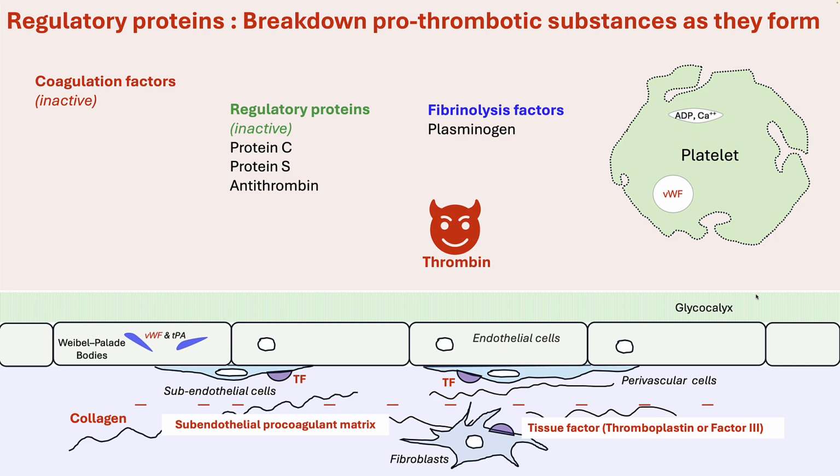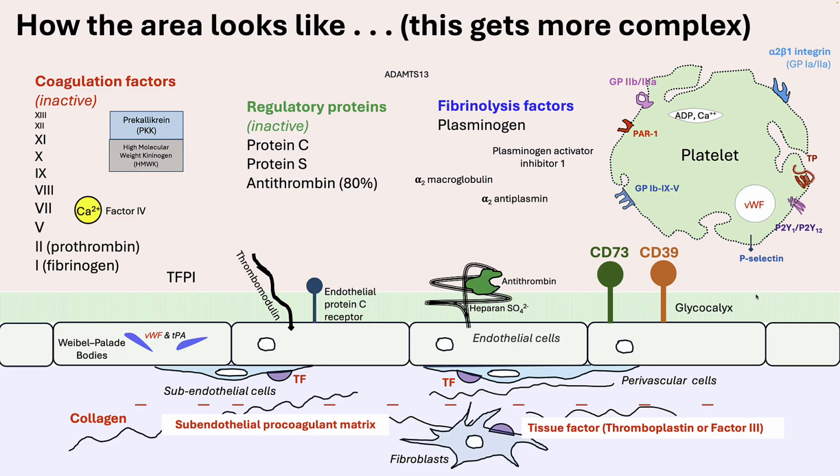There are regulatory proteins in your blood as well. They break down prothrombotic substances as they form. These are proteins like protein C, S, and antithrombin, as we talked about. There are ectonucleotidases on your endothelial lining, which actively break down ADP that is secreted by platelets when they're activated. And there are other chemicals like ADAMTS13 which control your von Willebrand factor. So you can see there are multiple mechanisms by which your blood vessels are antithrombotic.